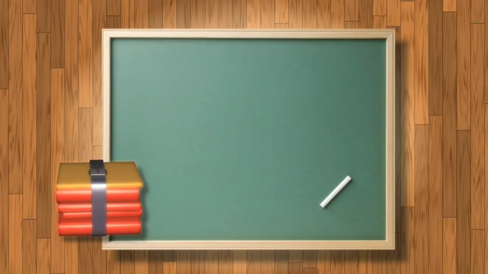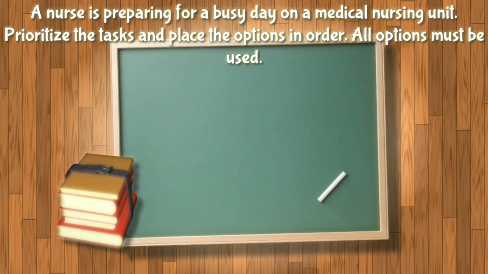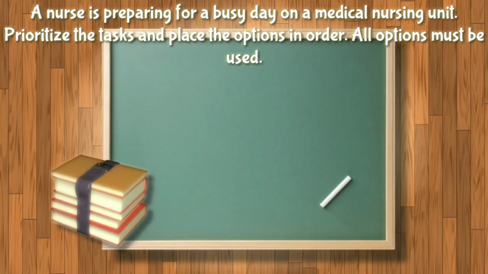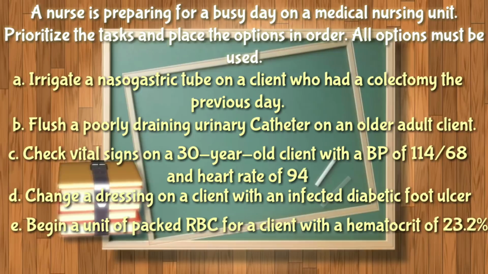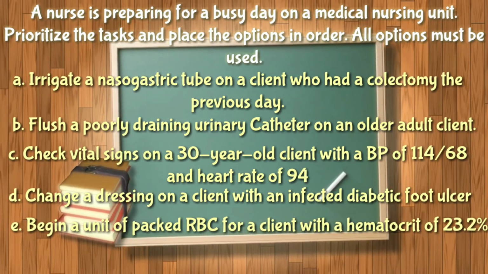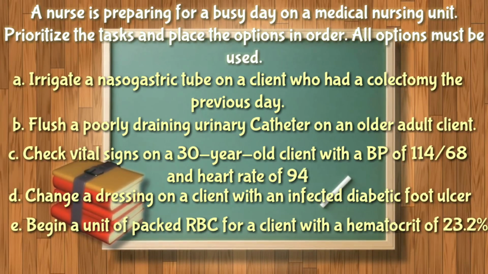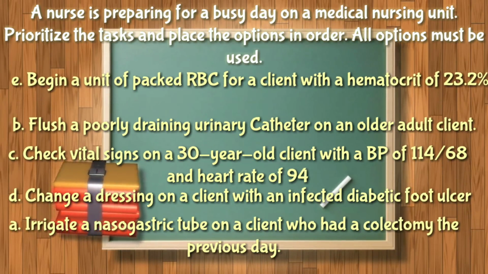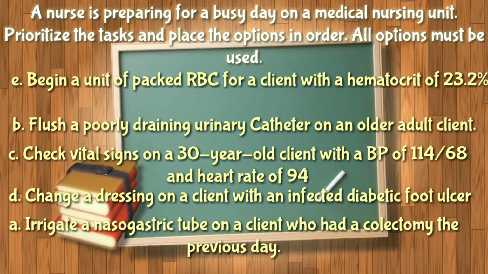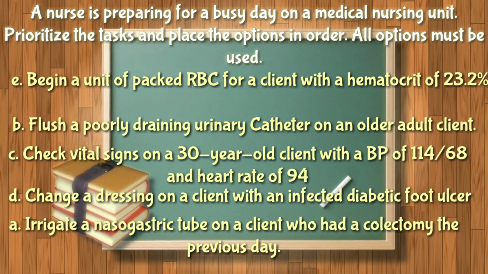Now for the last question. A nurse is preparing for a busy day on a medical nursing unit. Prioritize the tasks and place the options in order. All options must be used. In this question, you must know how to prioritize. So what do you think the answer is? The first priority is the administration of blood product to the anemic client because this client is at risk for decreased tissue perfusion. So letter E is the first one to do.